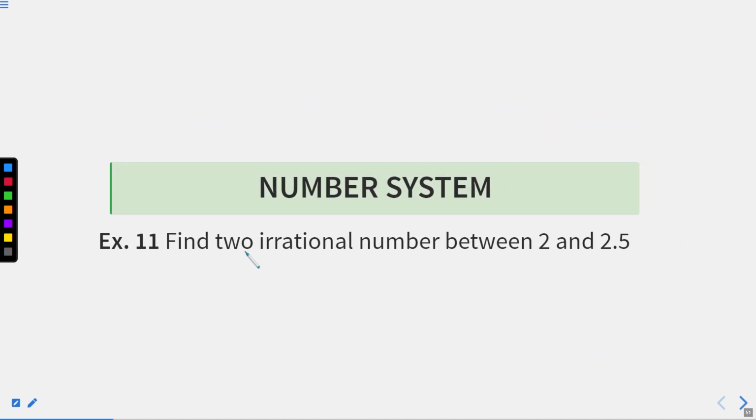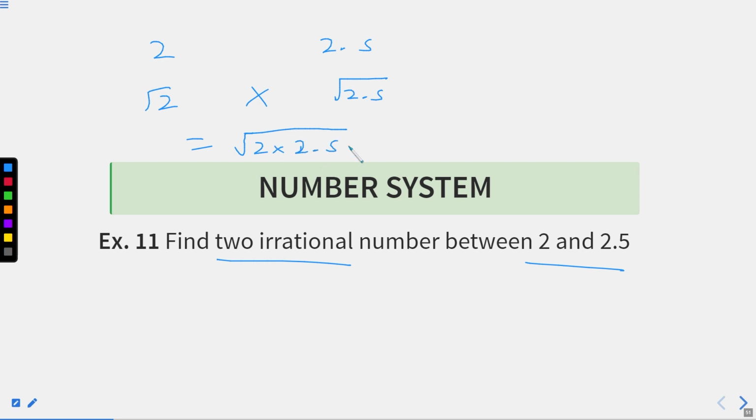Now we have to find out two irrational numbers between 2 and 2.5. It is quite easy. Let's use the second method. The numbers given are 2 and 2.5. Take root of both and then multiply them. So root of 2 times 2.5 is equal to root of 5. So one is this number. So we know that between 2 and 2.5, there is root 5.